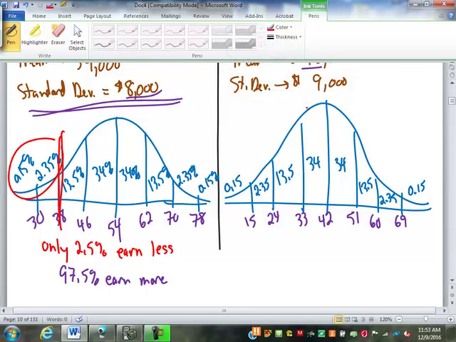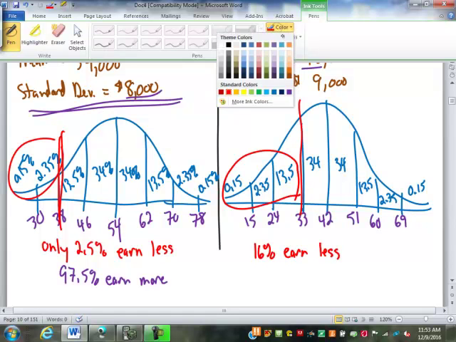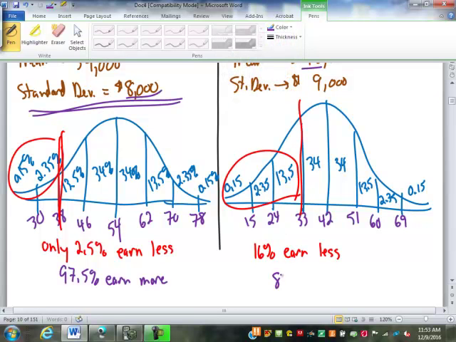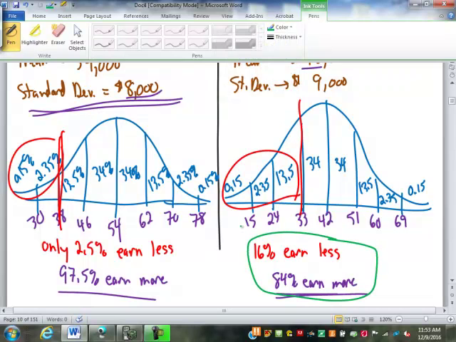Over here, your offer was 33. That's right here. If I add that up, 16% earn less than that, or 84% earn more. So this offer over here is definitely the better offer in comparison.